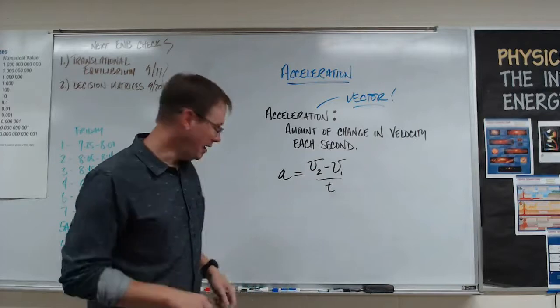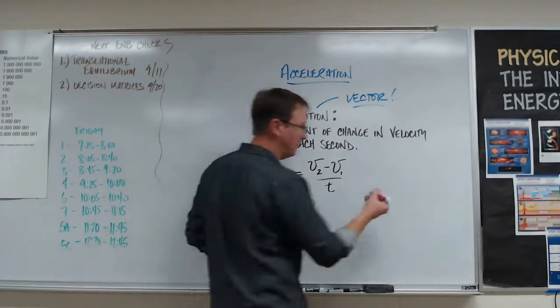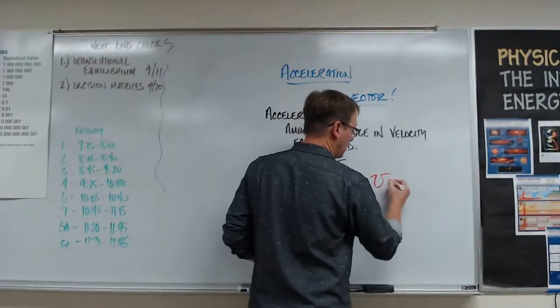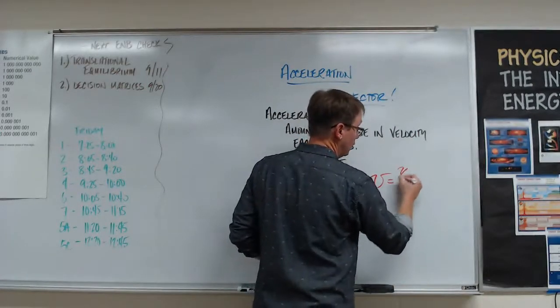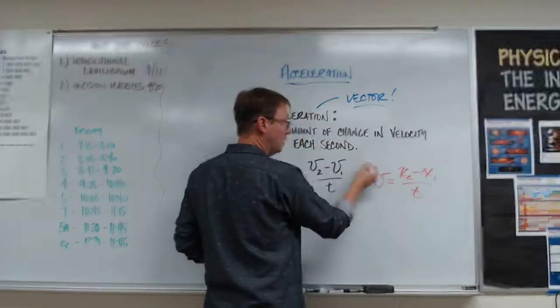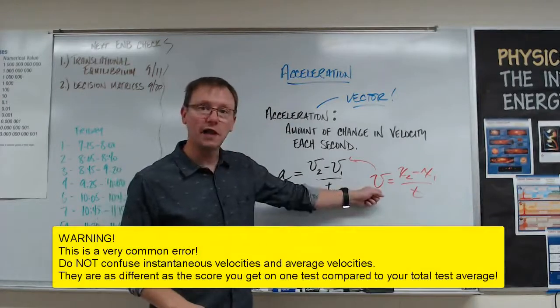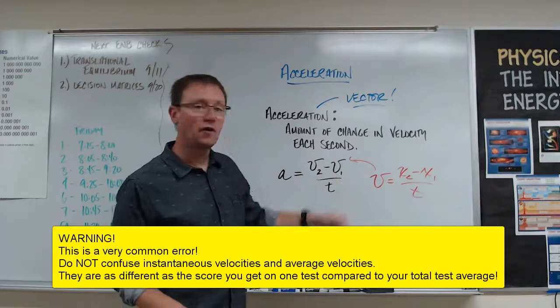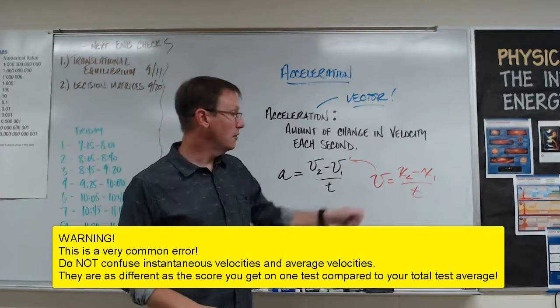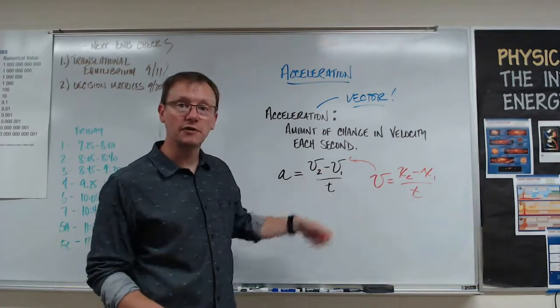Can I plug in this velocity here? Can I take this velocity formula and plug it in? v equals, let's say, x2 minus x1 over t. Can this v go in here? Absolutely not. This is an average velocity. These are how fast it's going at specific times. So this doesn't tell us any information that's going to help us figure out how much the acceleration is changing.